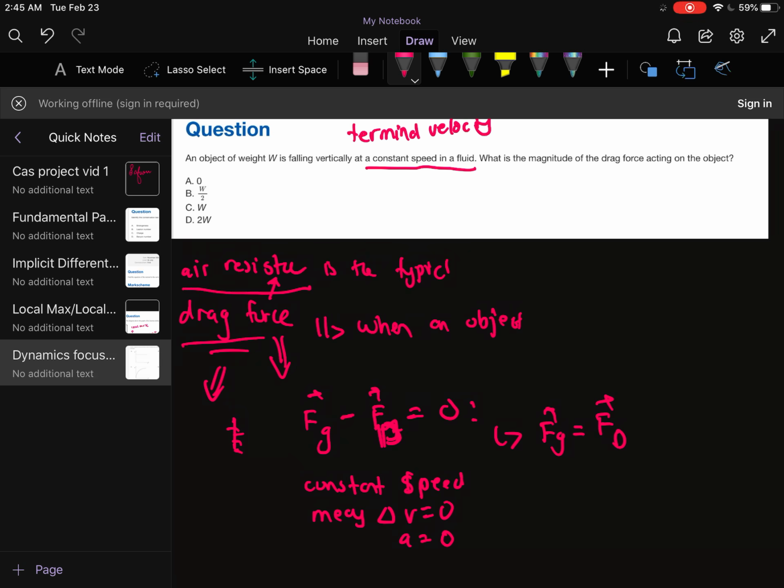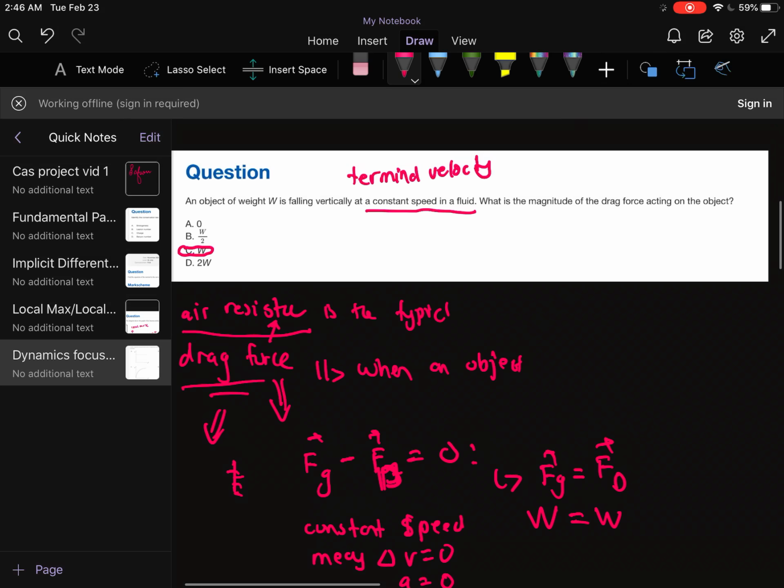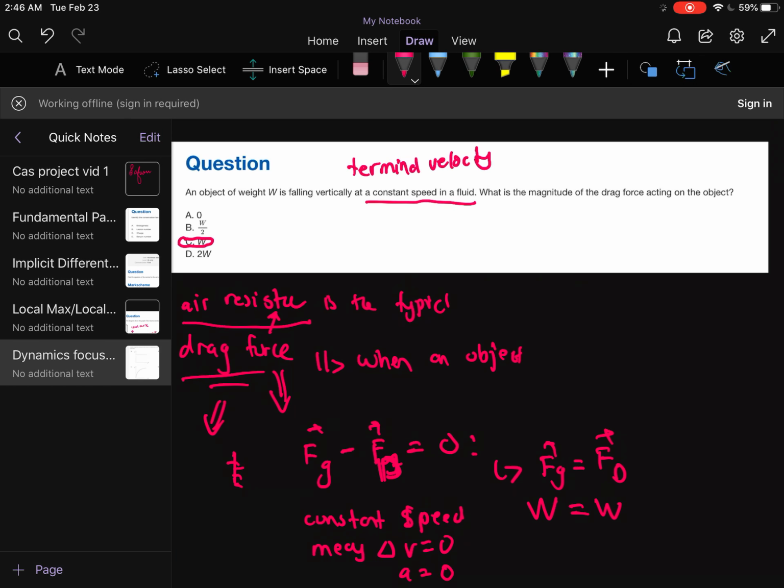And so that means that if the gravitational force on the object, its weight, is W, the magnitude of the drag force is also W. Hence, it's W. These should be answered quickly too, because object weight, constant speed, terminal velocity, and then magnitude of drag force is equivalent to this because the acceleration is 0, hence C.